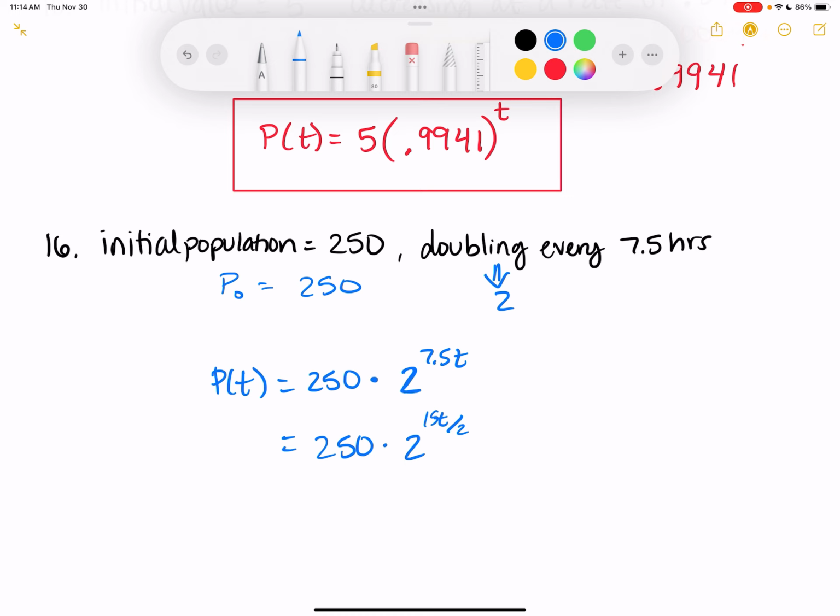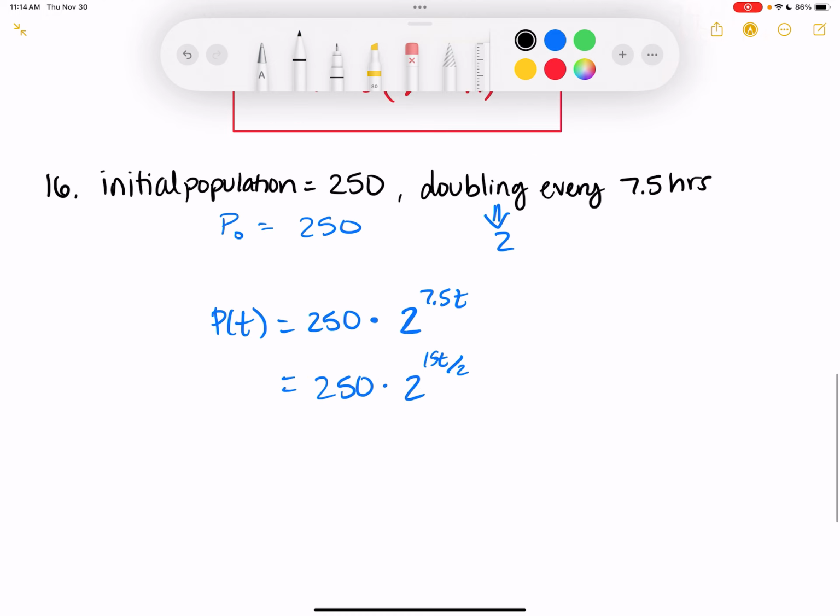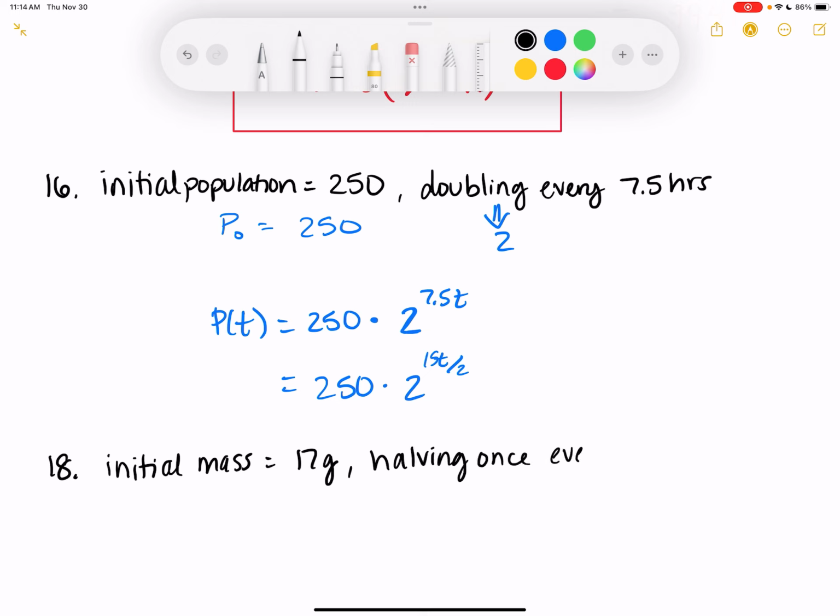Alright, 18. So this is going to kind of be the opposite. Initial mass is 17 grams. And it says it's halving once every 32 hours.